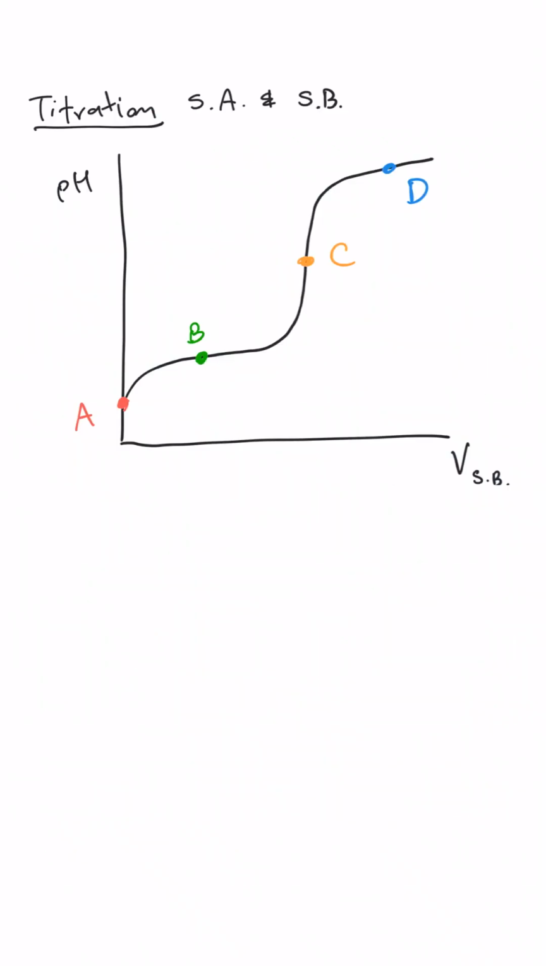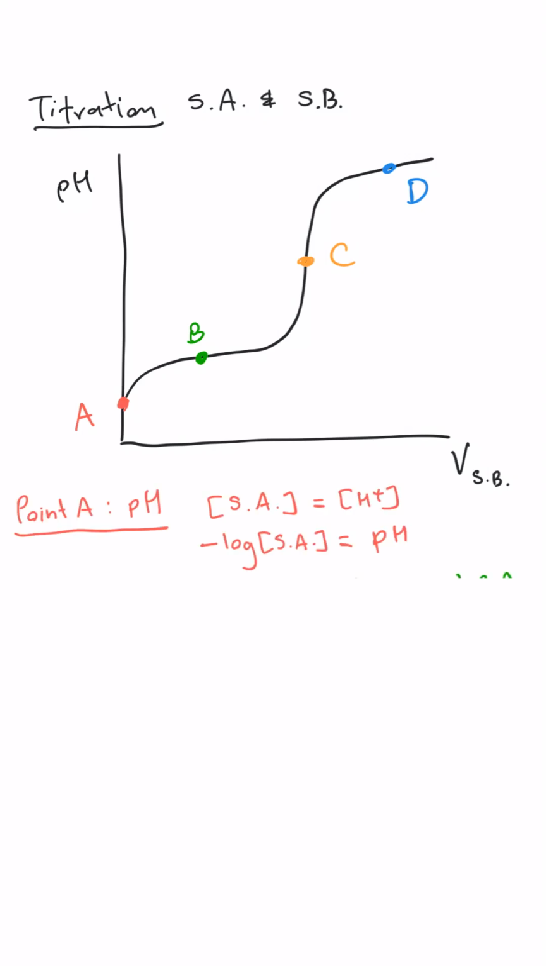In summary, for the titration of the strong acid and the strong base, here are the points for each of the steps throughout the titration curve. For point A, to find the pH of point A, you will need to first find the concentration of the strong acid. Because strong acid completely dissociates, it's going to be the same as the concentration of proton. Therefore, if you take the negative log of the concentration of the strong acid, you are going to get the pH of the solution at point A.